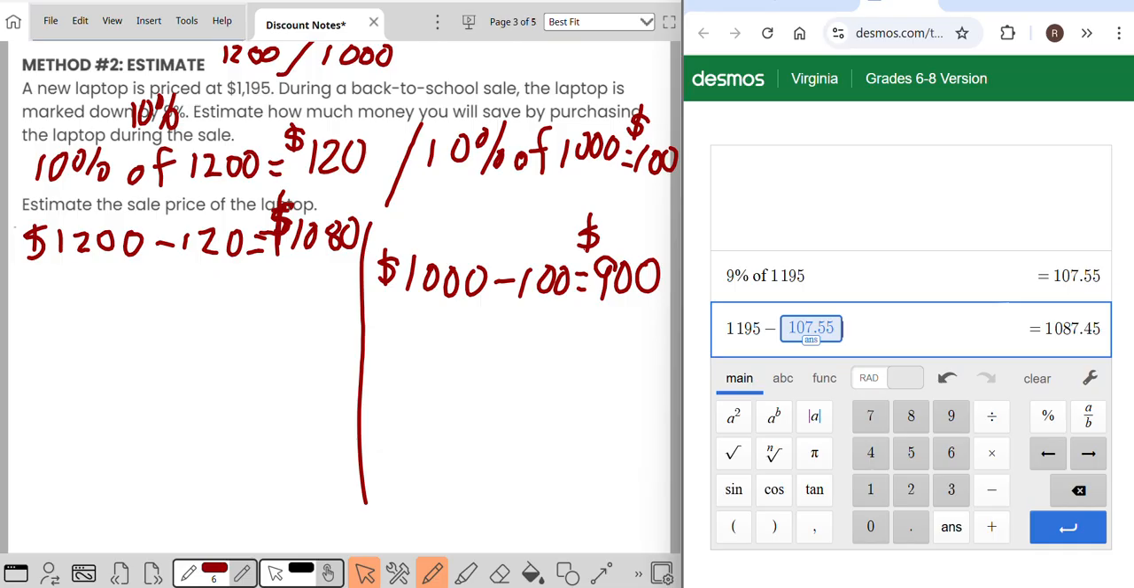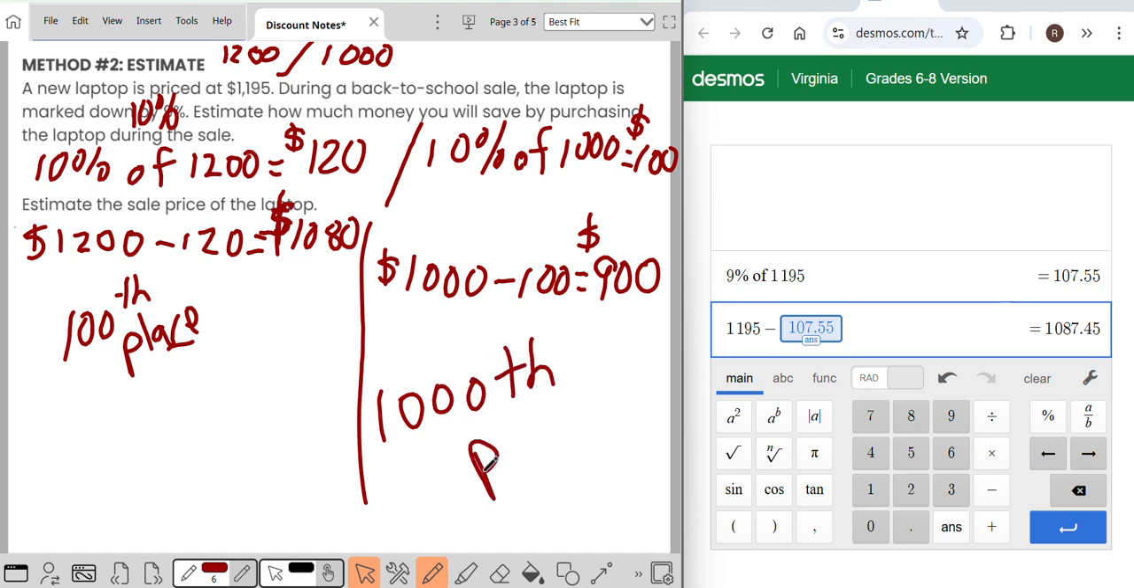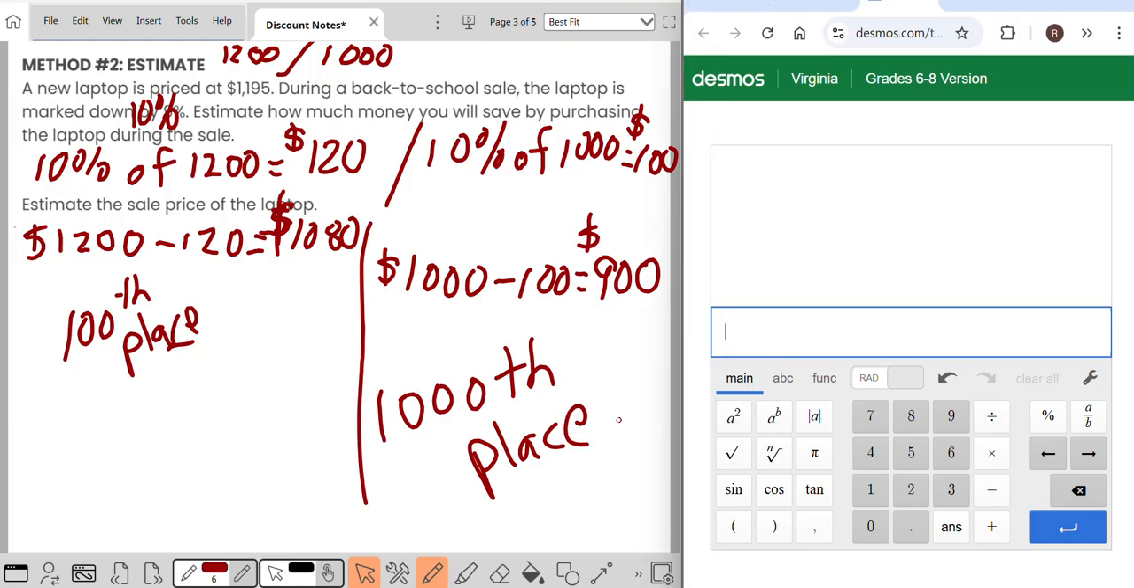So we did learn that the more specific the number that we round to, like for example, we rounded to the hundredths place here, it's going to be more specific than rounding to the 1,000ths place. Okay, so just consider that when you're doing it. All right, let's go ahead to our next model.